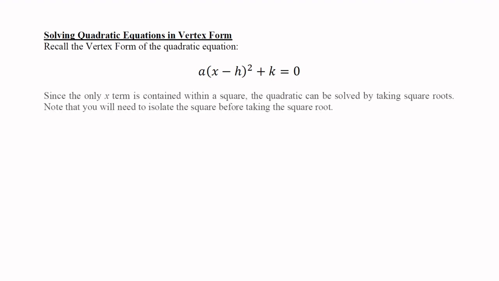Recall the vertex form of the quadratic equation: a times the quantity x minus h squared plus k. If we set that equal to 0, we have in vertex form a quadratic equation. Since the only x term is contained within a square, the quadratic can be solved by taking square roots. Note that you will need to isolate the square before taking the square root.